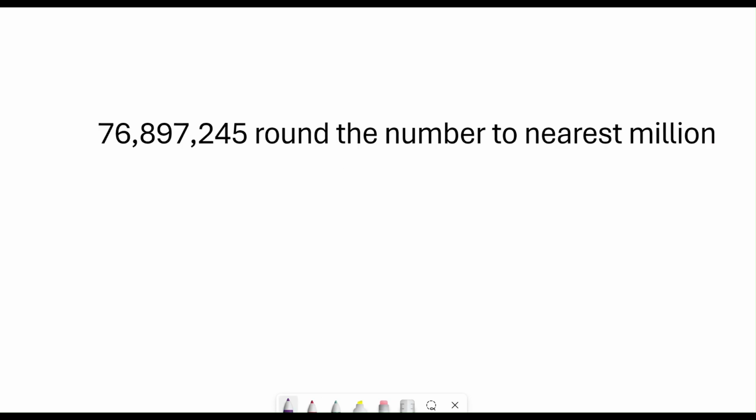So let's see how we do these type of questions. So here we write the place values on top: ones, tens, hundreds, thousands, 10,000, 100,000, millions, 10 millions. So they're asking us to round to the nearest of million.